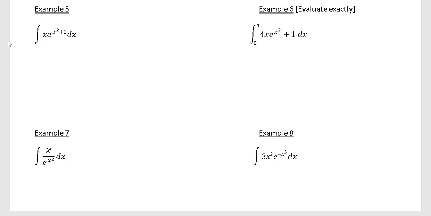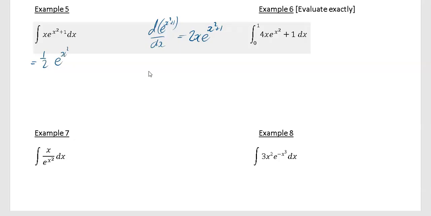Okay, example 5. Again, I'm going to differentiate e to the x squared plus 1 just to see what I get. I'm going to get e to the x squared plus 1 still, and differentiate the x squared plus 1, you'll get 2x. So without doing any extra work, I'm just going to jump to the answer. I can see what I've done gives me something which is 2 times too big. So my answer is going to be a half of e to the x squared plus 1, and then plus my constant of integration.